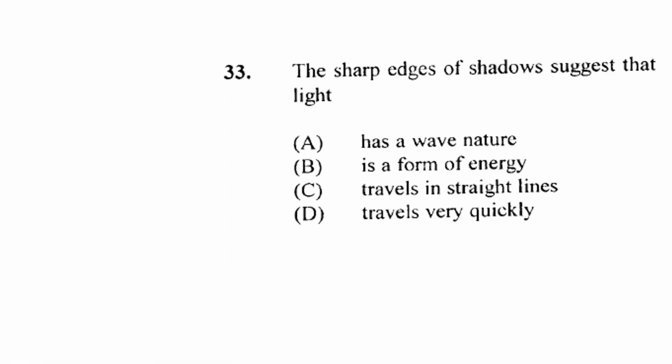Number 33. The sharp edges of shadows suggest that light, A, has a wave nature, B, is a form of energy, C, travels in straight lines, or D, travels very quickly. Well, although all of those statements are true, the only one that has any bearing on the sharp edges of shadows is C, that it travels in straight lines.